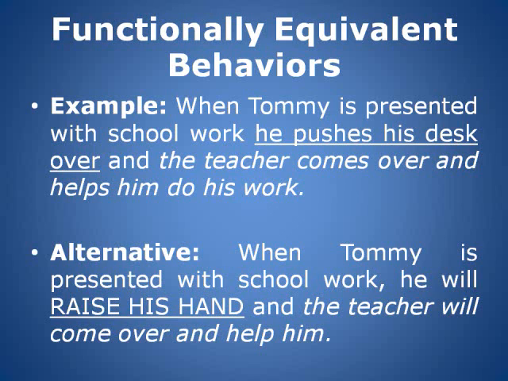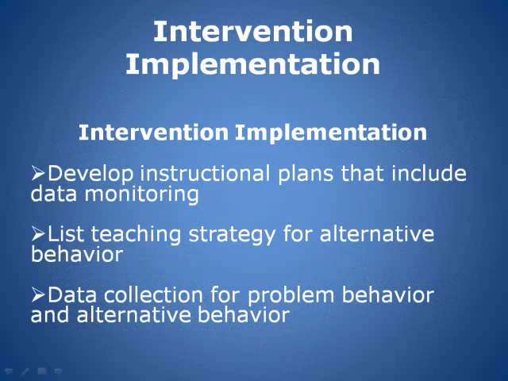Once we know the probable function, we want to replace problem behavior with a behavior that serves the same purpose. This is known as a functionally equivalent behavior. For example, when Tom is presented with schoolwork, he will raise his hand and the teacher will come over to help him. So he will still get teacher attention, but he has used appropriate methods to get teacher attention.